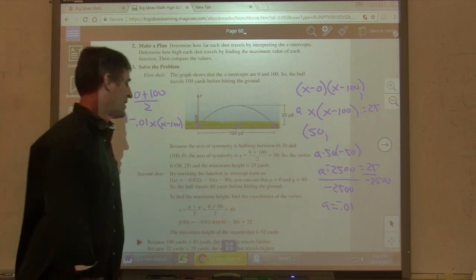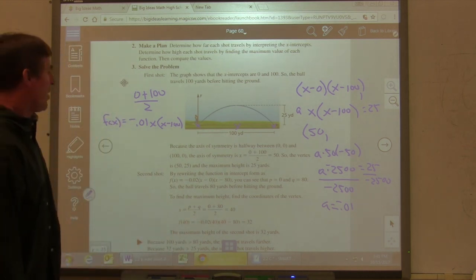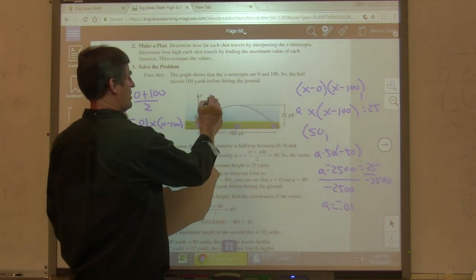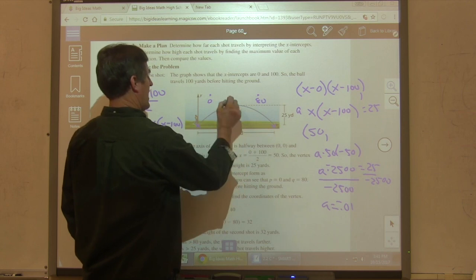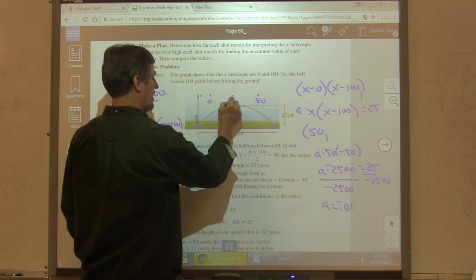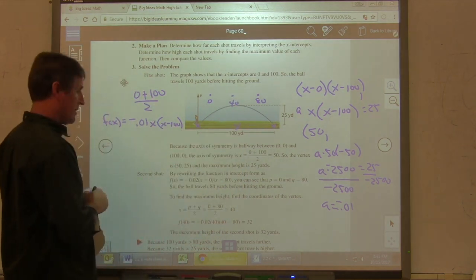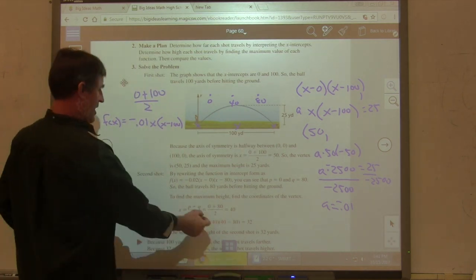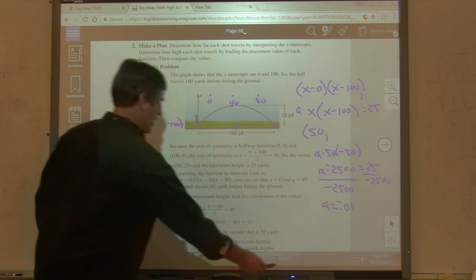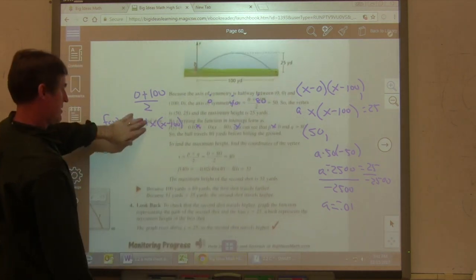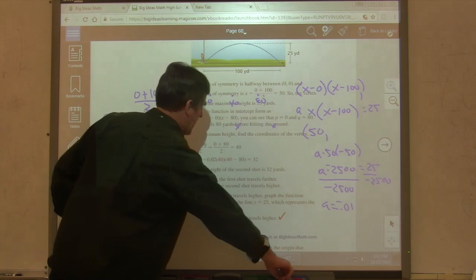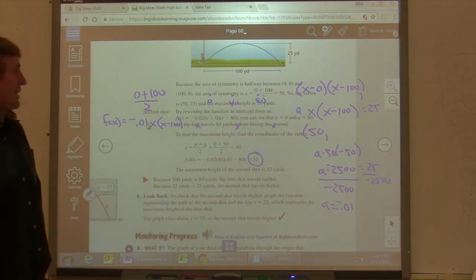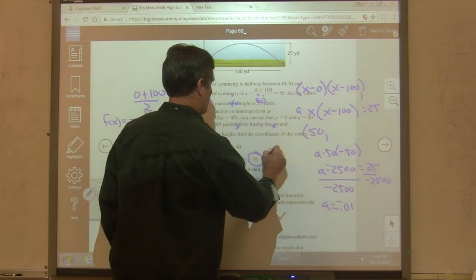Okay? The second one, we know that we have 0 and 80. So we know we're here at 0 and we're here at 80. And so our midpoint would be half of that, so 40. And so we can plug that 40 now into the formula. And we get, if we plug that in, they show right here, they plug it in and they get 32. And so the maximum height of the second shot is 32.